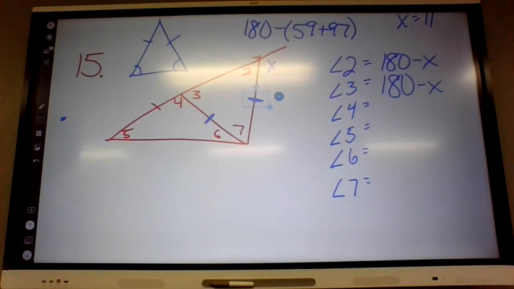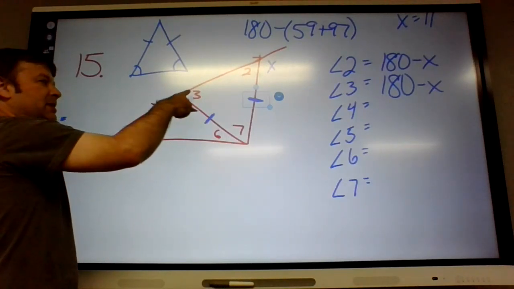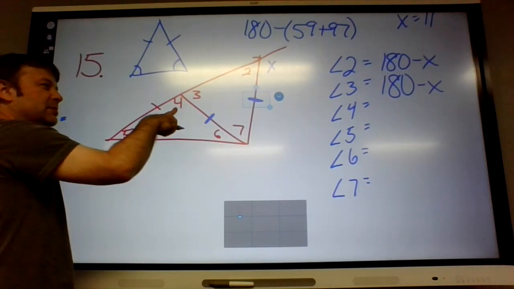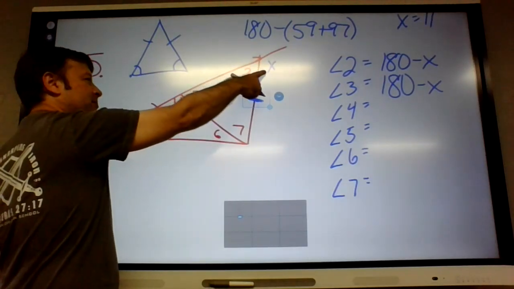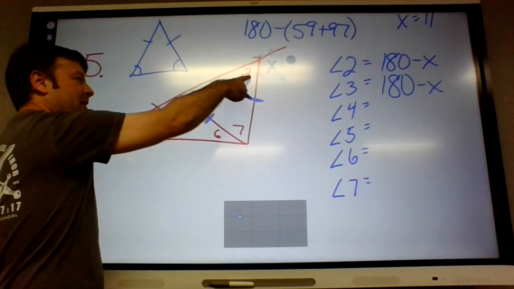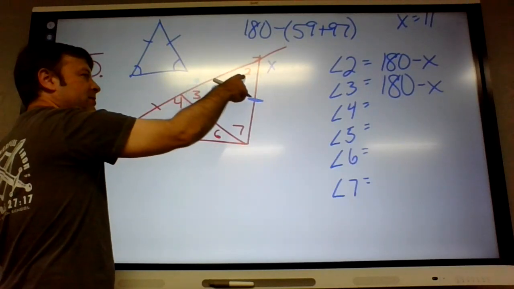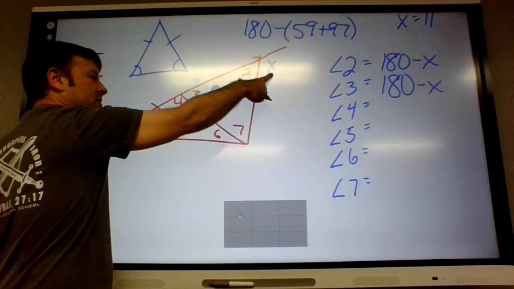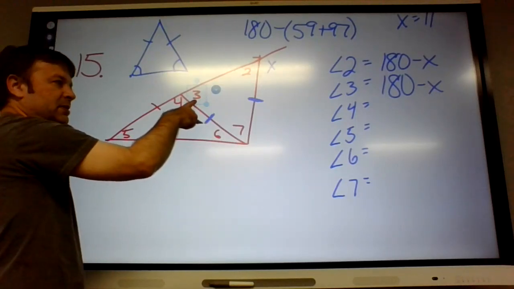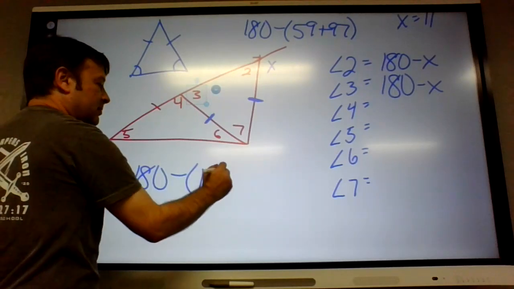Okay, if 3 is 180 minus x, how do I find angle 4? The exact same trick that we used up here, right? These are a linear pair, these are a linear pair, they should both add up to 180. So what did we do to find angle 2? We did 180 minus this. So to find angle 4, we could do 180 minus angle 3. And angle 3 is that. So 180 minus 180 minus x.